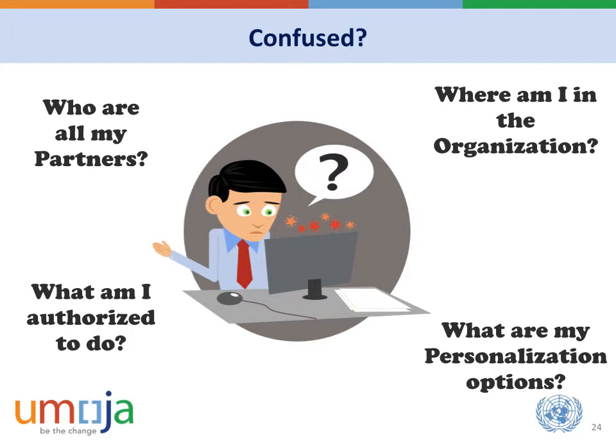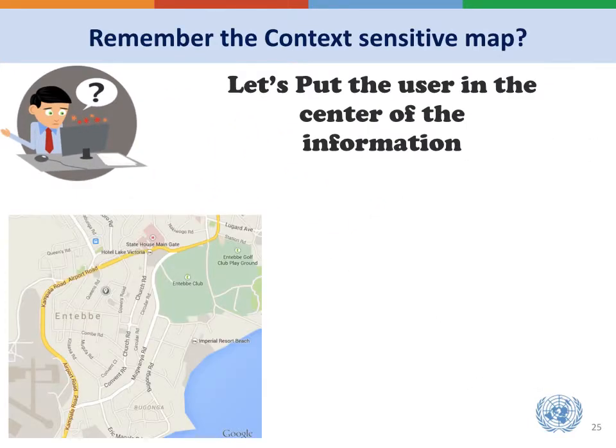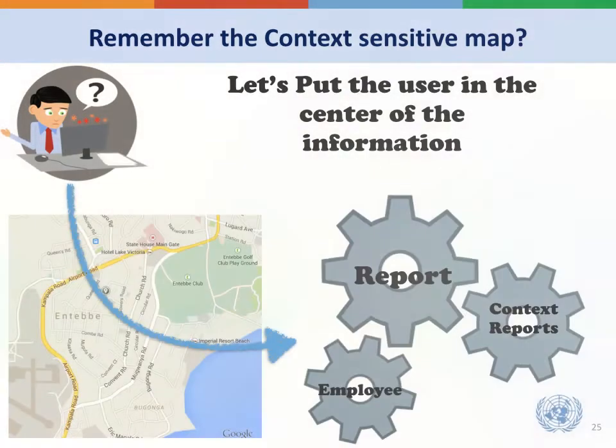So, to remove this confusion, what we have done is remember the context-sensitive map. Instead of giving every user, like a letter of appointment, a clean sheet of paper with all their partners, we created an application and put the user at the center of information, which means the report will be context-sensitive based on the employee, and it will report in real time.